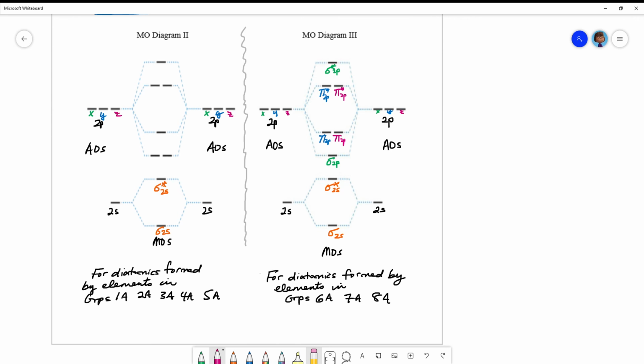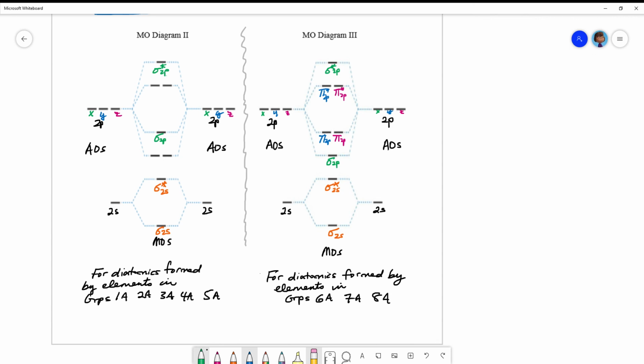Now, once again, the px combines with the other px. And when they combine together, we get sigma bonding and sigma antibonding orbitals. But this time, the sigma 2p bonding molecular orbital is here. The sigma star 2p antibonding orbital is still in the place it was before. I'm going to draw that a little bit more neatly. Sigma star 2p.